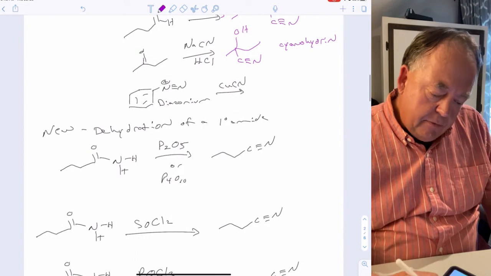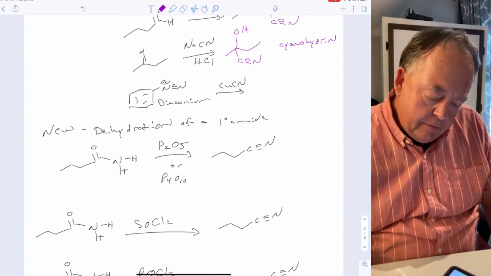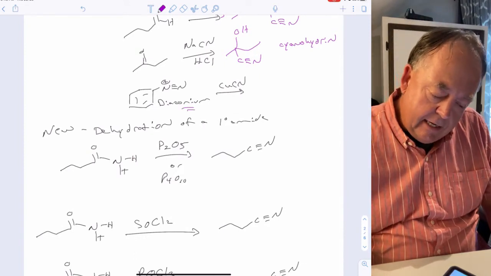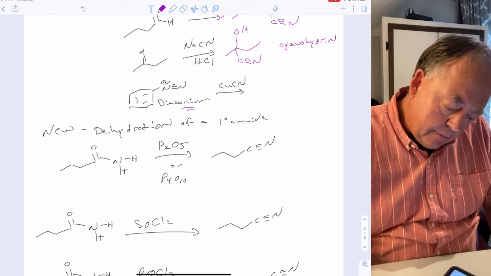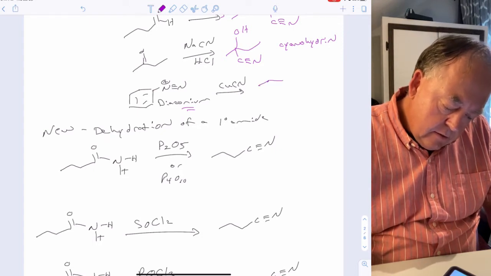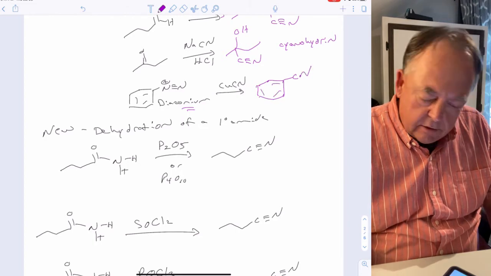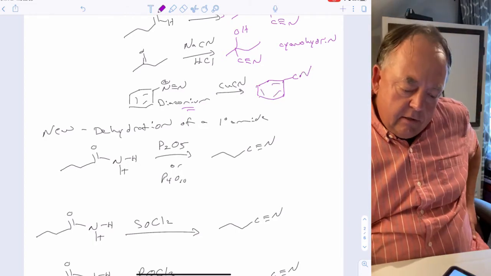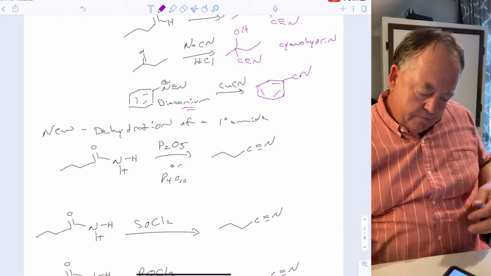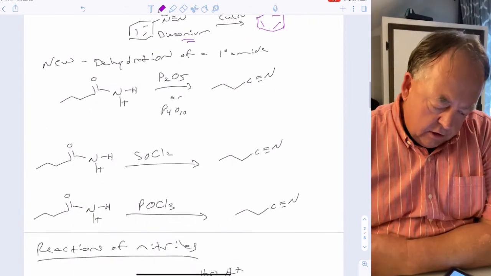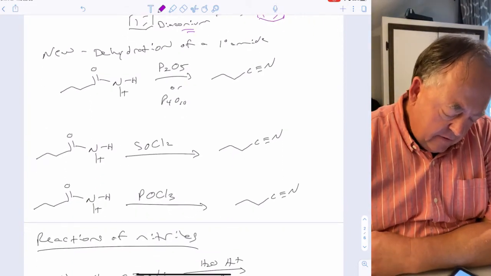And then in chapter 19, the amine chapter, we looked at the diazonium. If you make the diazonium with copper cyanide, then you can substitute in CN and make the nitrile. Okay, so we'll look at a couple of new reactions of how to make nitriles.